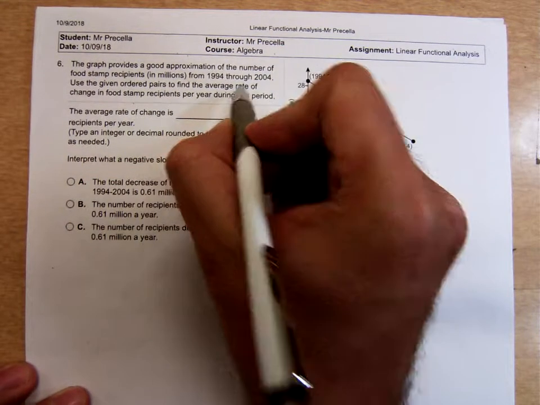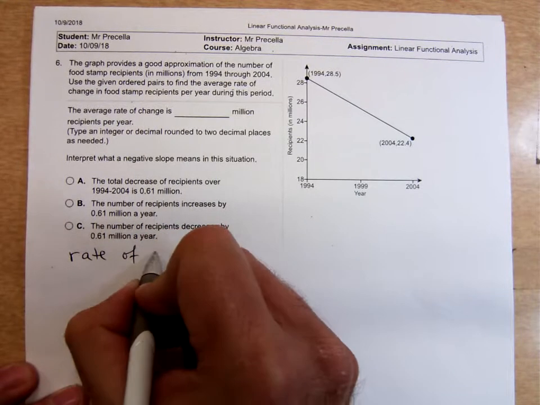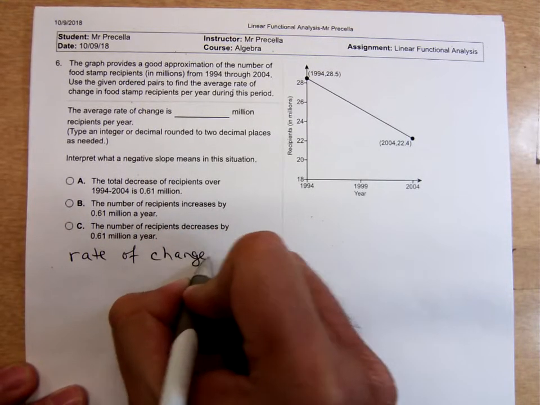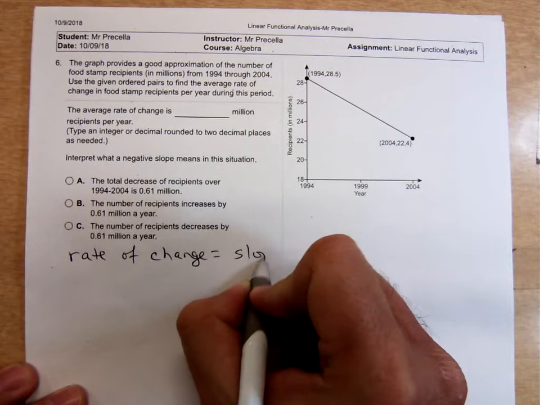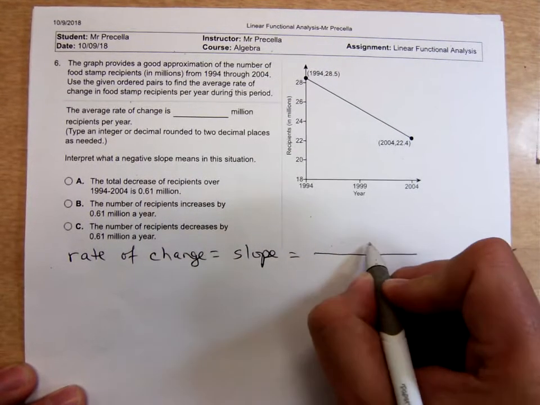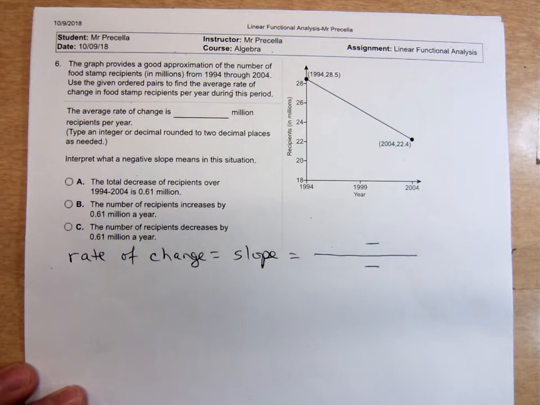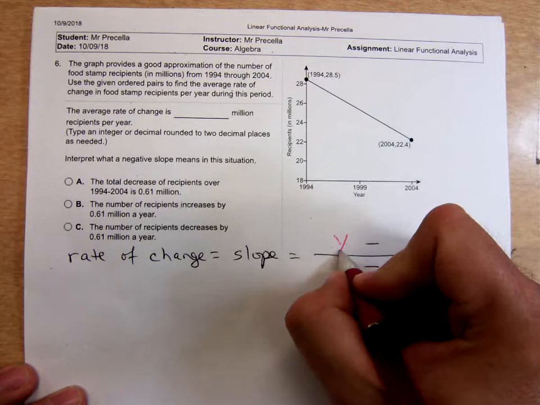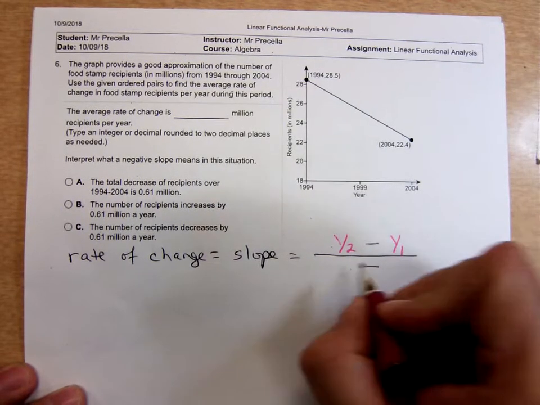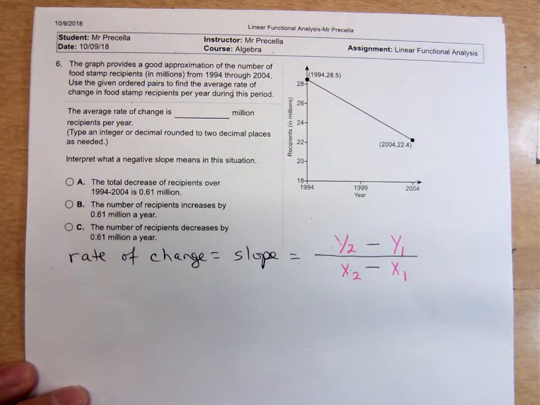I'll write it right here. Rate of change, we've already mentioned that, is another way of saying slope. And what's that slope formula? Well, it's y2 minus y1 over x2 minus x1. Second y minus first y over second x minus first x.